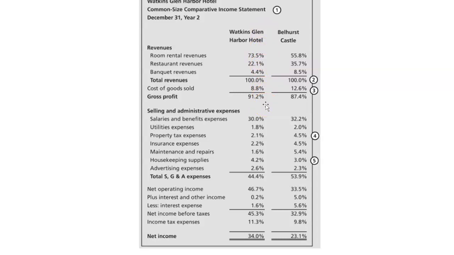All right, and then let's see. Yeah, they're doing well. Salaries are lower. That is either a good or a bad thing. It's not always necessarily good, because you don't want to lose your good people. You know, housekeeping supplies, I guess we've got better shampoo. Total SG&A 44%. Here it's 53.9. So this is quite a bit higher. But the salaries are the big number there. Operating income 46 compared to 33. And look at net income, 34% compared to 23%.